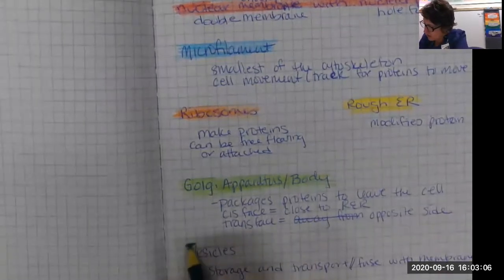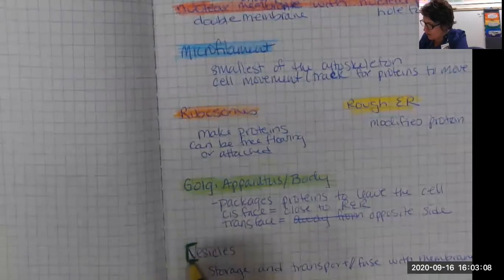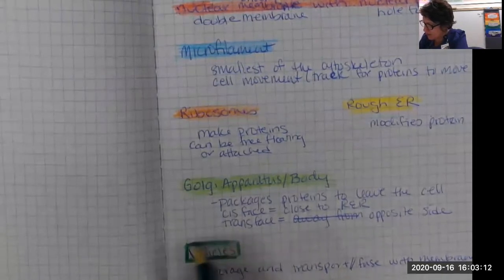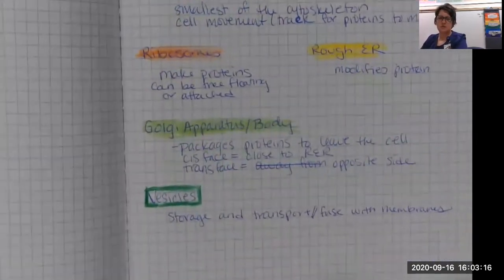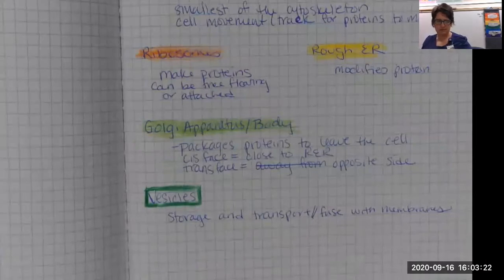This is too dark. Yeah, this is going to be too dark to cover, so I'm just going to kind of bracket it, box it. I'm going to box it. That's what I'm going to do. There you go. Those are our vesicles. Storage and transport, and they fuse with membranes. All right.